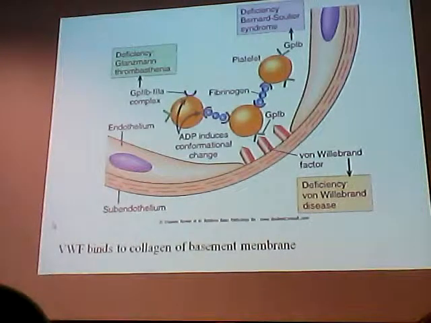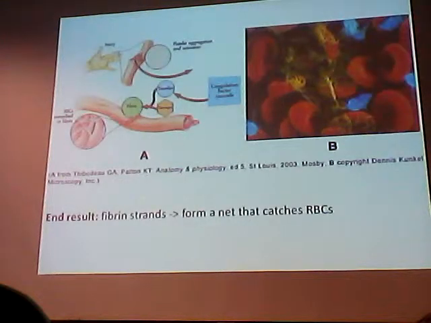When we're talking about blood clots, there's this thing called von Willebrand factor, and it's important because it's going to bind collagen of the basement membrane, and it helps relate to how clotting actually works. So the big picture for blood clots is that you have fibrin strands that form a net that catches all of your red blood cells.